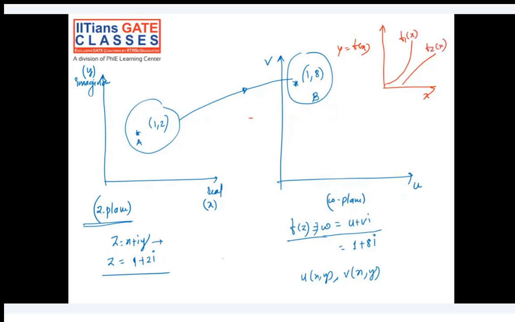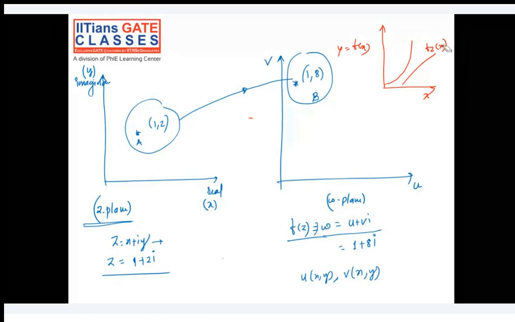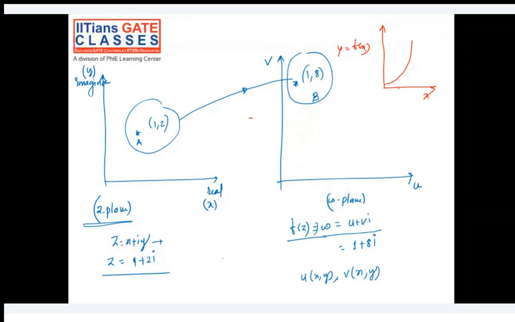So basically the function of x, a real variable, we can draw on a same graph, right? If I consider only one figure, let's say this one, for this value of x, f of x is this. For this value of x, f of x is this, right?